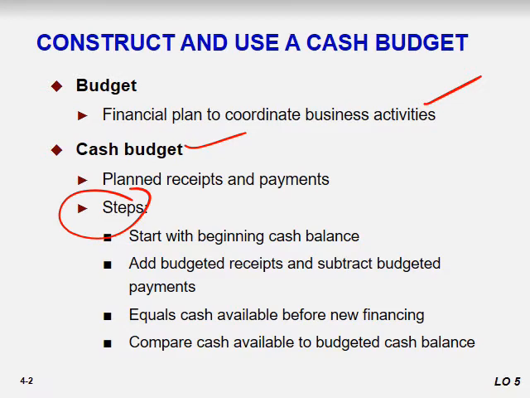So what are the steps? We start with the beginning cash balance. We add the budgeted receipts and then subtract the budgeted payments. That equals the cash available before new financing, and we compare cash available to budgeted cash balances. So if you don't understand this one, then don't worry about that. We will understand it through a numerical example.